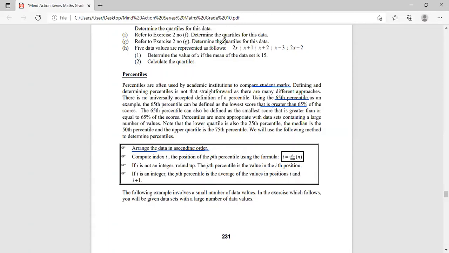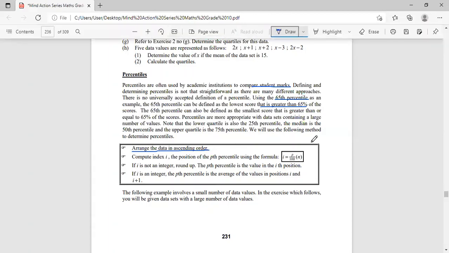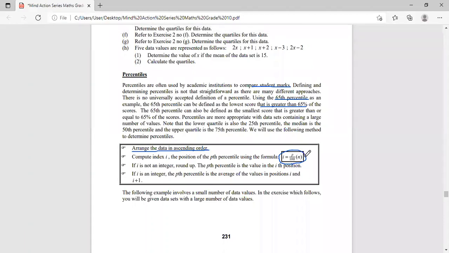Number two, start this step. The position of this is the position. This is very important. I hope you guys have noted this because I sent it in the group chat. If it is not an integer, round the p percentile to the value of the position.